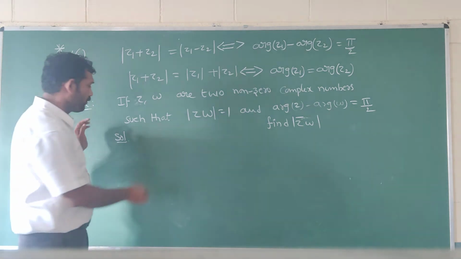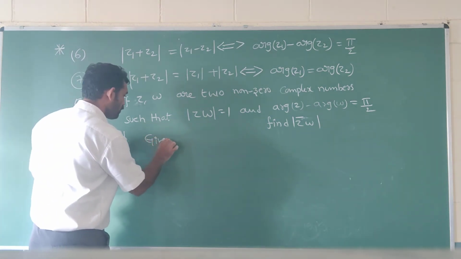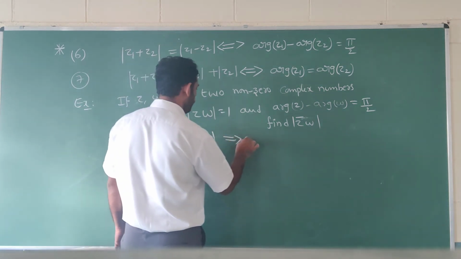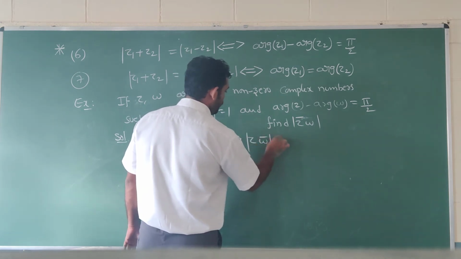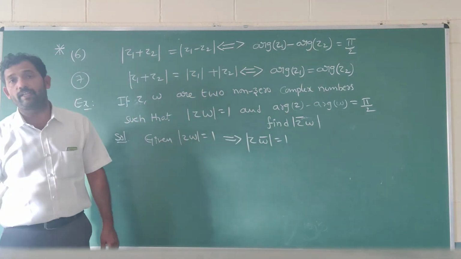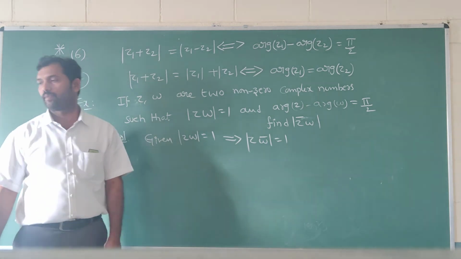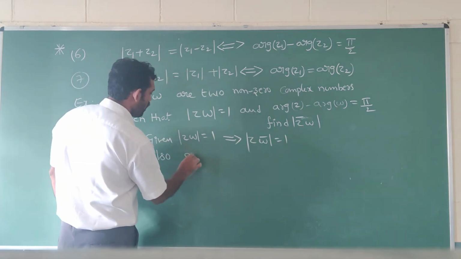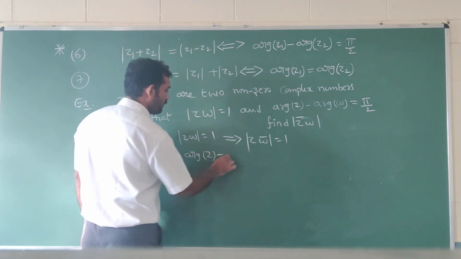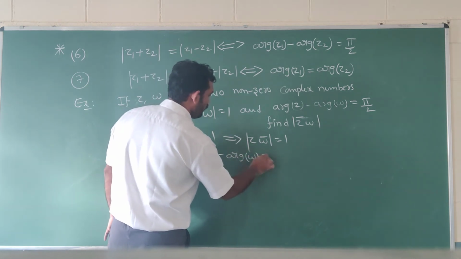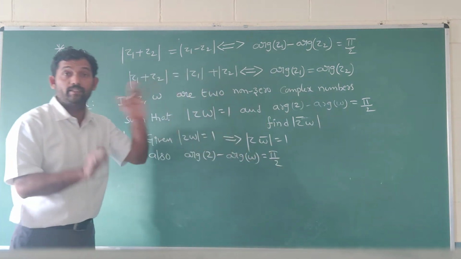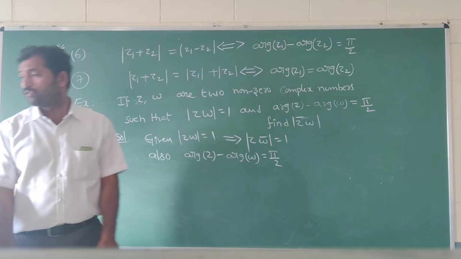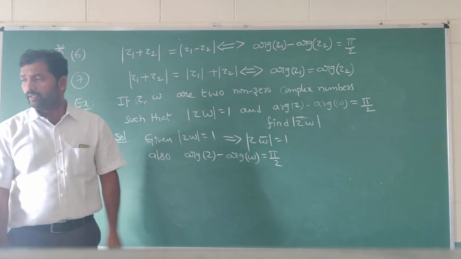Given data: modulus of z omega is equal to 1. So obviously modulus of z omega bar is also 1. Also, what is the given condition? Argument of z minus argument of omega is equal to pi by 2, already given. This is our given data.